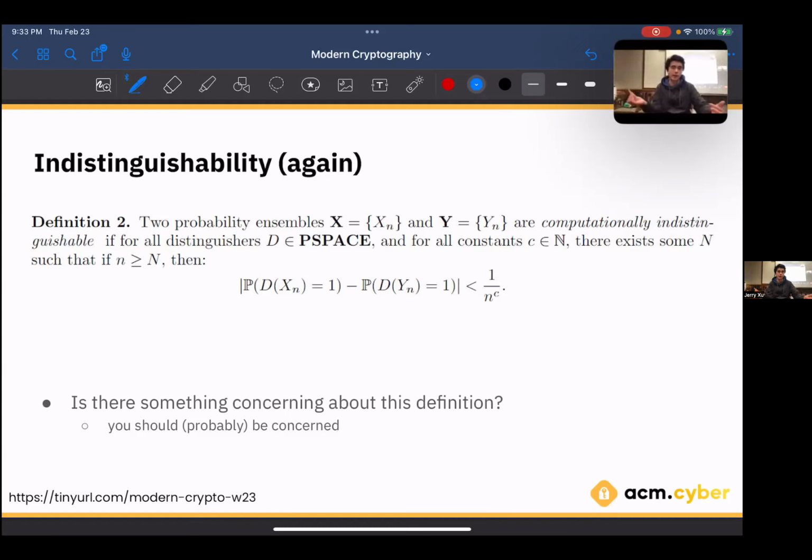It's just like categorizing inputs, basically. It doesn't necessarily inherently mean anything. You could have a really bad distinguisher that just always says one. But the idea is that a good distinguisher, maybe a perfect distinguisher, if you gave it a sample from xn, it might always say zero. And if you gave it a sample from yn, it might always say one, right?